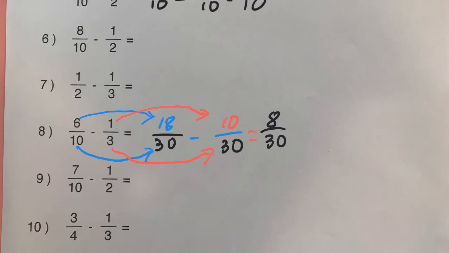Right away, you should be thinking those are both even numbers, so I can definitely reduce. I'm going to start by dividing it by 2/2. That gives me 4/15. And that cannot be reduced any further. That's the final answer for that.